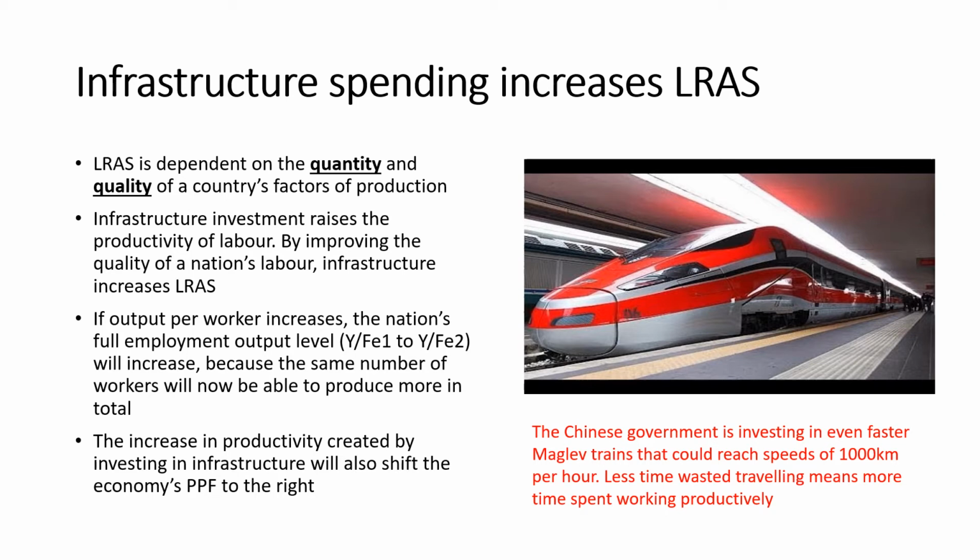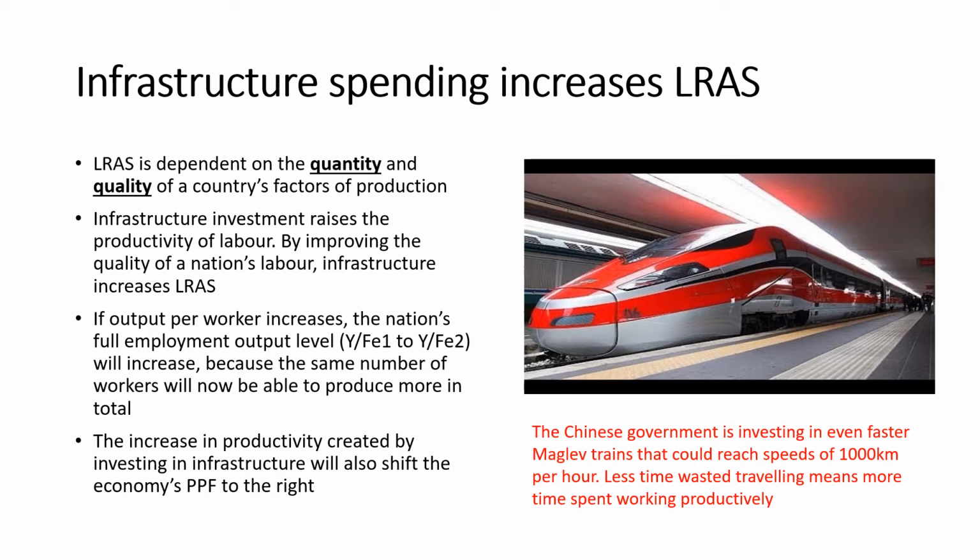If output per worker increases, the nation's full employment output level, that's the output level where the long-run aggregate supply curve becomes perfectly price inelastic, will increase because the same number of workers will now be able to produce more in total if each worker can produce more. The increase in productivity created by investing in infrastructure will also shift the economy's PPF to the right.